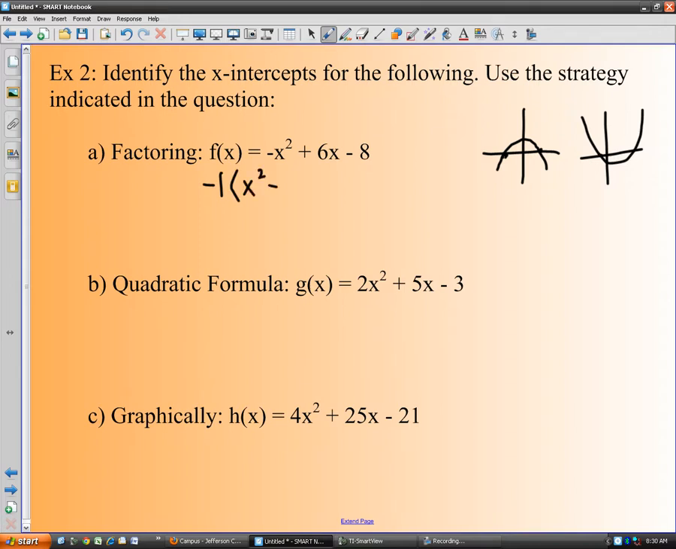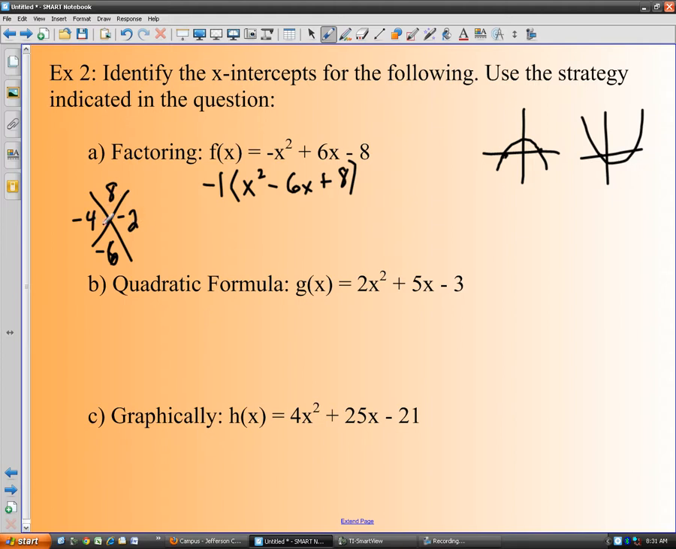And so I get something that looks like that. So then, if you like, you can say, okay, well, I have 8 and negative 6 down here. And so the only way I can get 8 and negative 6 is negative 4 and negative 2. So those guys will multiply together to get me positive 8 and add together to get me negative 6.